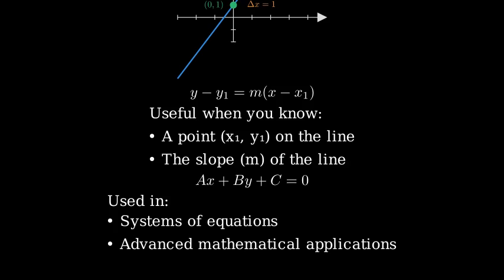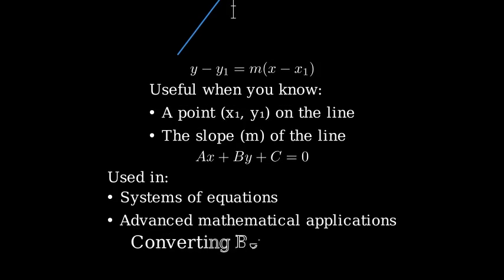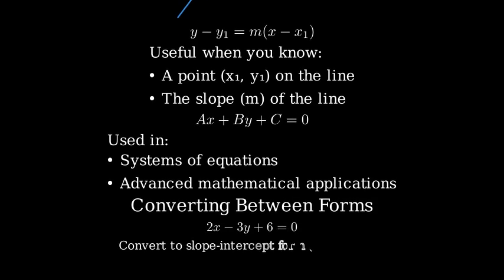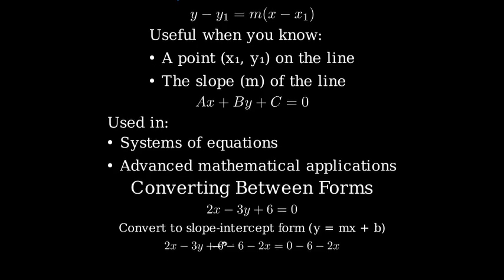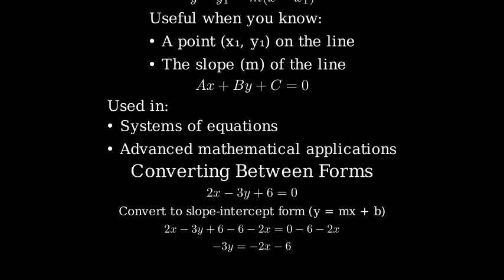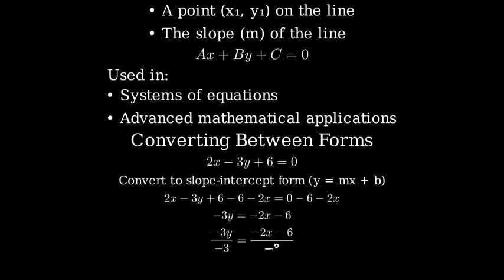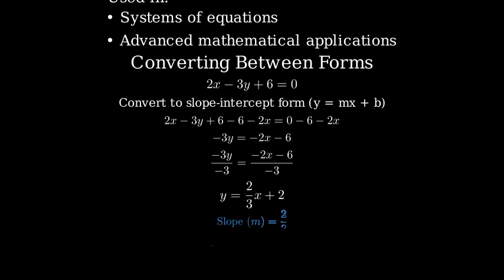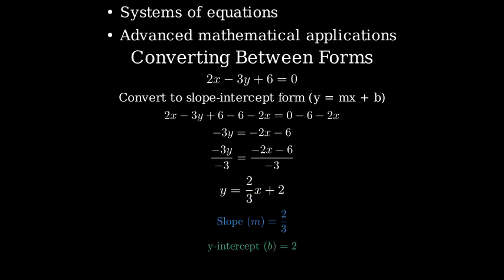Let's see how to convert between these forms. Suppose we have a line in standard form, 2x - 3y + 6 = 0. To convert to slope-intercept form, we solve for y. First, subtract 6 and subtract 2x from both sides. This gives us -3y = -2x - 6. Dividing everything by -3, we get y = 2/3 x + 2. So the slope is 2/3, and the y-intercept is 2.